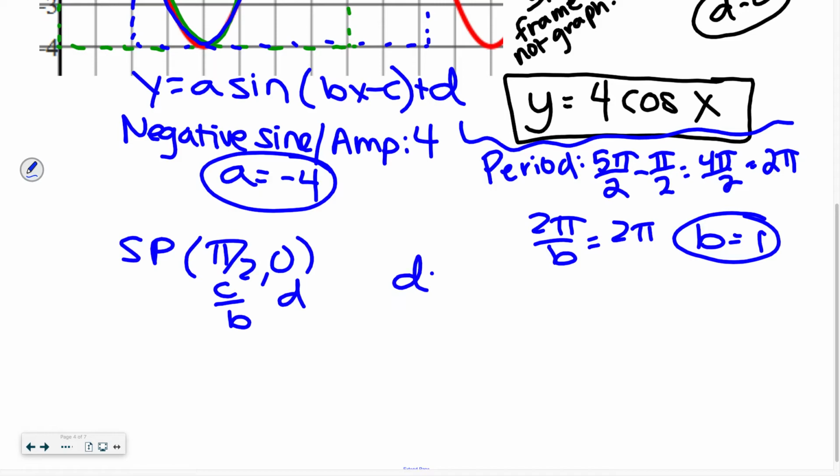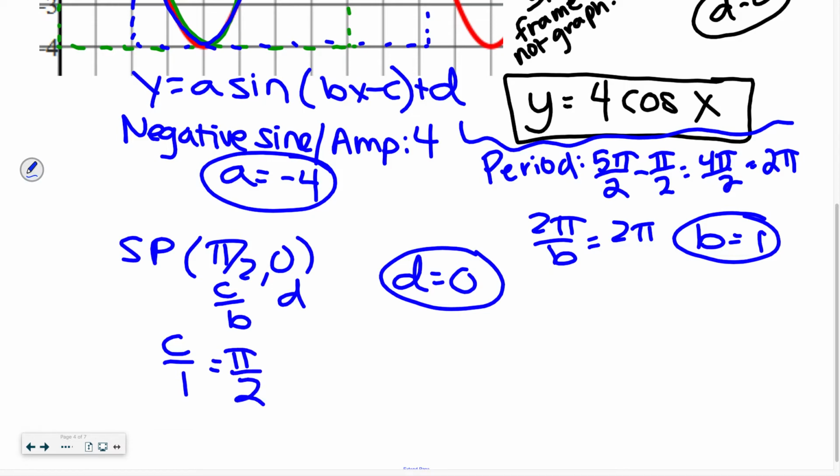So now I know d is still equal to 0. There was still no vertical shift. But c over b, we said b was 1, right? Is equal to pi halves. This one's kind of nice because c over 1 is just c. So you know c is pi halves. If it was like c over 3, then I would cross multiply and solve for c. But we know c is pi halves.